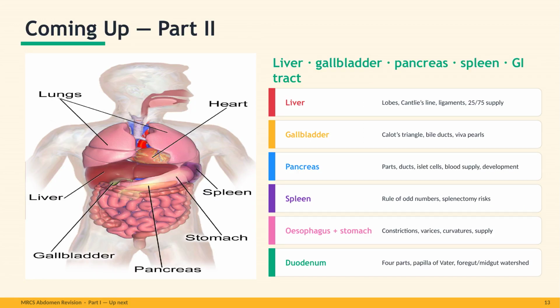So, that's part 1 done. In part 2, we move into the solid and hollow viscera: liver, gallbladder, pancreas, spleen, esophagus, stomach, and duodenum. We'll cover Cantlie's line, Couinaud's segments, Calot's triangle, the biliary tree, the islets of Langerhans, the rule of odd numbers for the spleen, and the 4 parts of the duodenum with the ampulla of Vater.